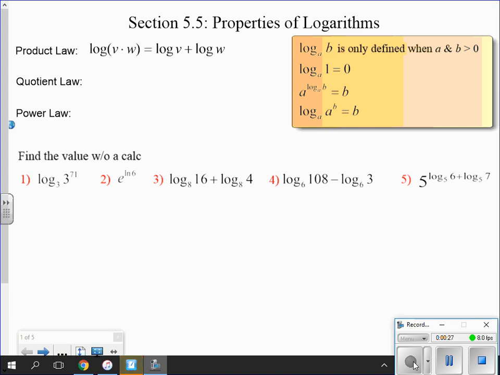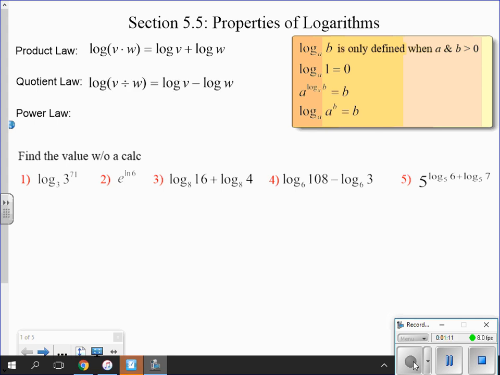First one, the product law. The log of two things multiplied is the log of the first plus the log of the second. So if I have one logarithm of things that are being multiplied, I can change that into two logs that are added together. Also, if I have two logarithms that are being added, I can bring that down into one logarithm. Take the things that I'm taking the logs of and multiply them and get one logarithm instead of two logarithms.